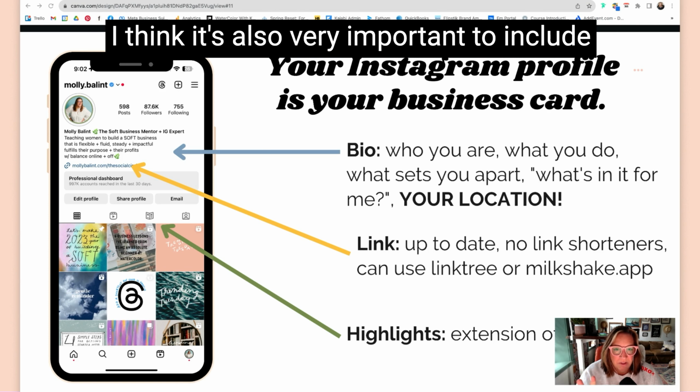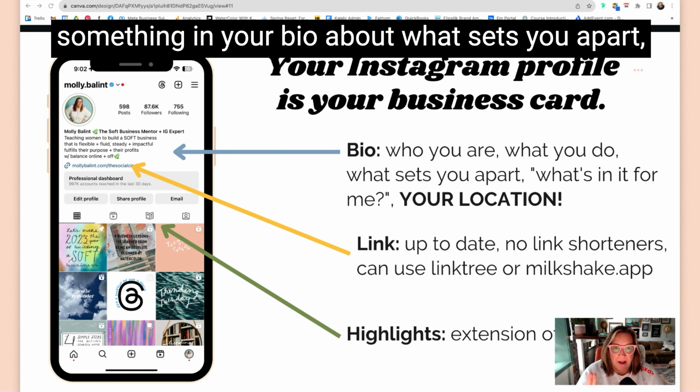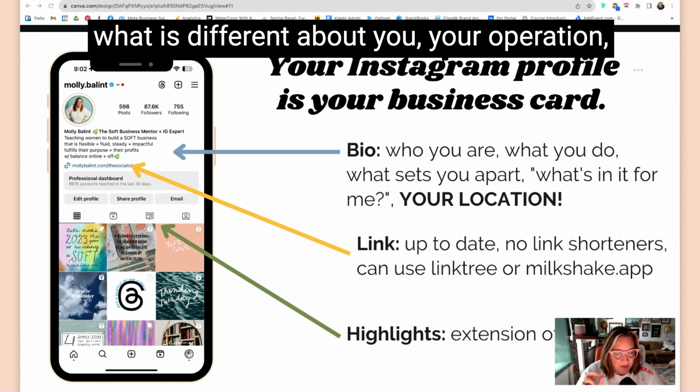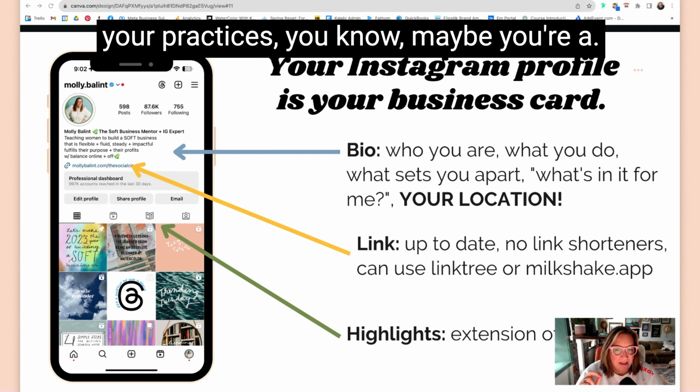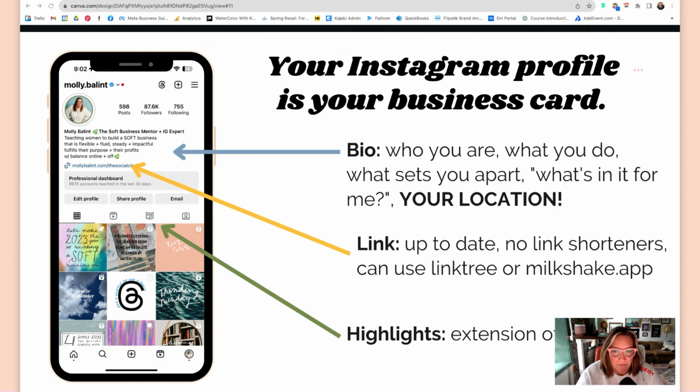I think it's also very important to include something in your bio about what sets you apart. What is different about you, your operation, your practices? Maybe you're a fourth generation farmer. What is it about you that is unique and special and sets you apart?